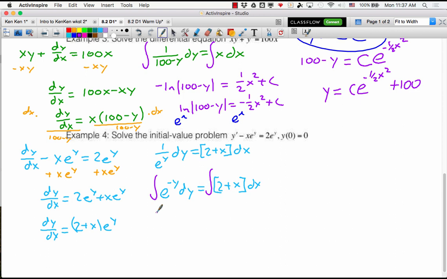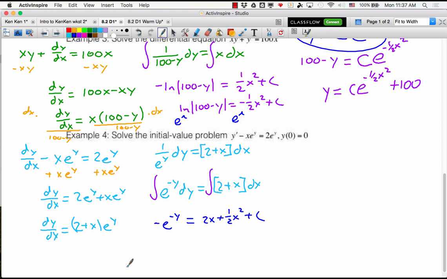Negative e to the y, negative y. Negative e to the negative y. If you use u substitution, u would be negative y, derivative would be negative 1, and so on. So our integral, after I integrate, is going to be negative e to the negative y equals 2x plus 1/2 x squared plus c.